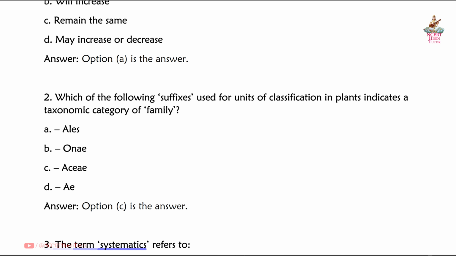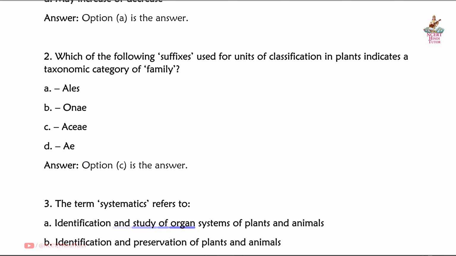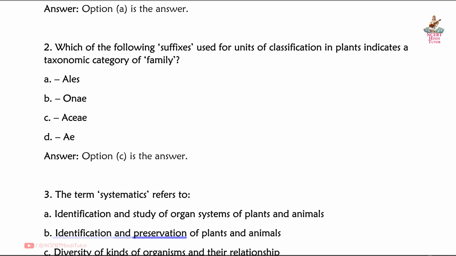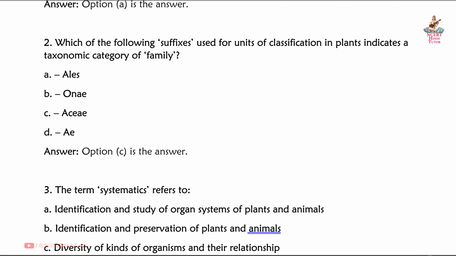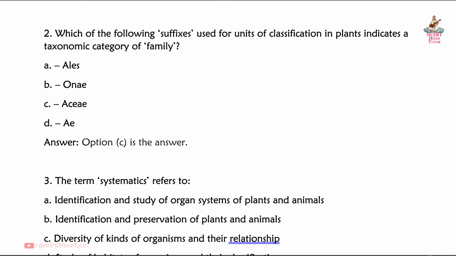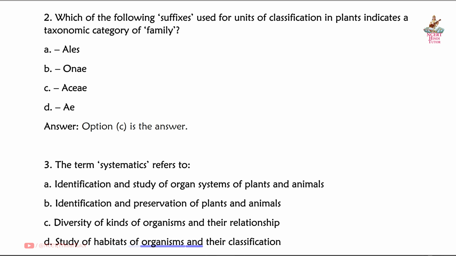3. The term systematics refers to: A. Identification and study of organ systems of plants and animals. B. Identification and preservation of plants and animals. C. Diversity of kinds of organisms and their relationship. D. Study of habitats of organisms and their classification. Answer, option C, is the answer.